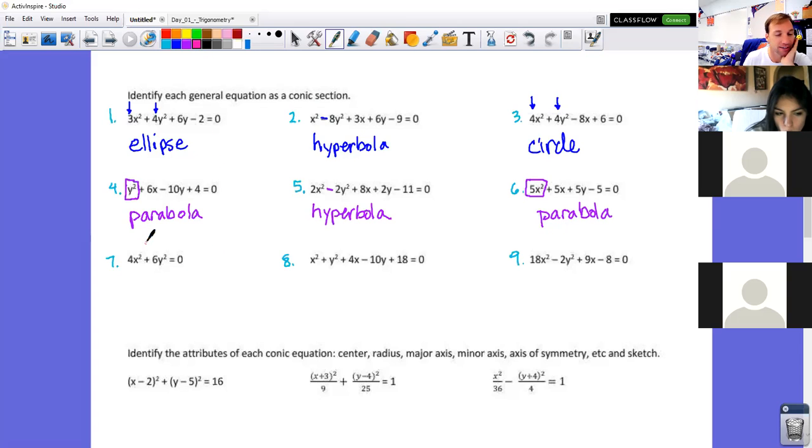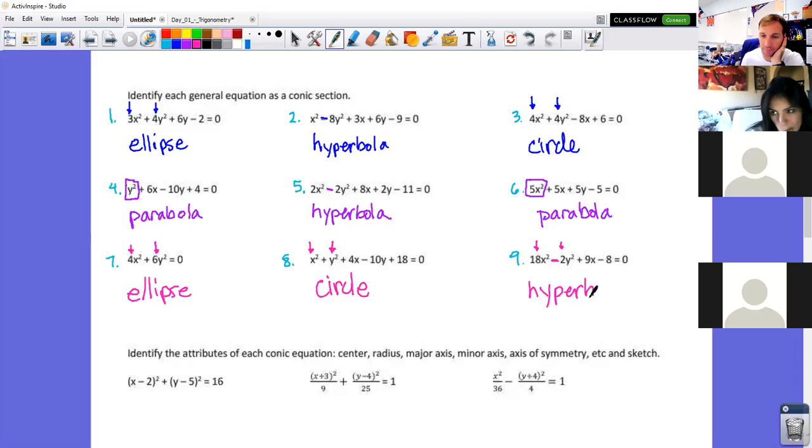Okay, how about number 7? This is a short little equation. It's an ellipse. Yep, this is an ellipse. Your coefficients are different and it's added together. Okay, number 8. It's a circle. The coefficients are the same and it's added together. And lastly, number 9. Subtracted, so it's a hyperbola.